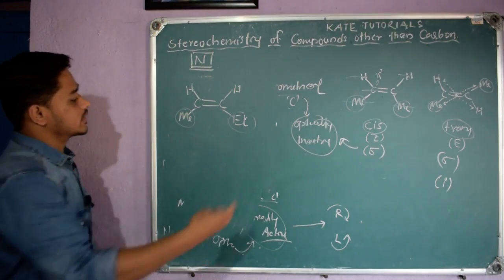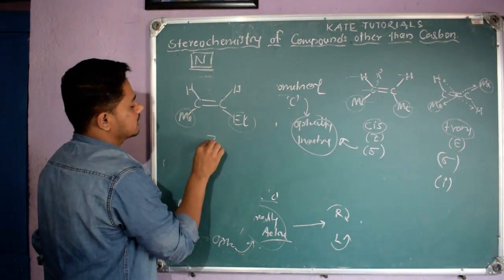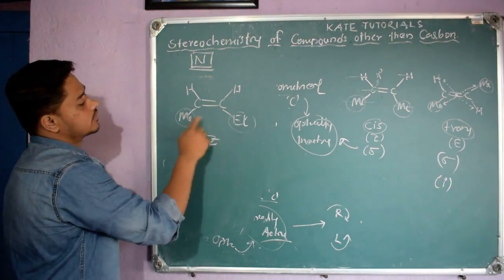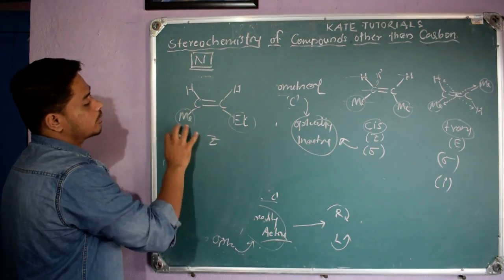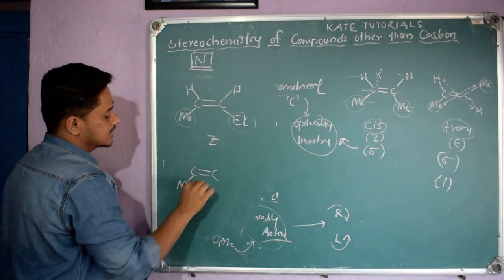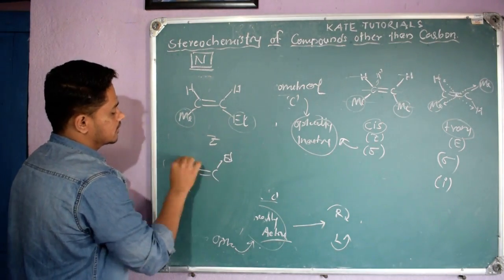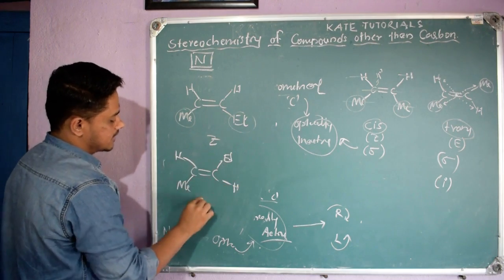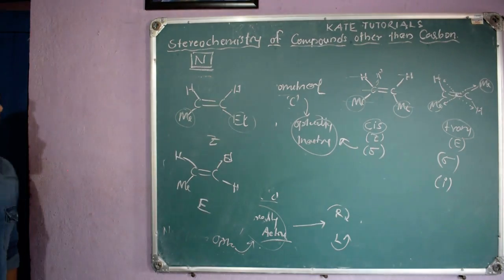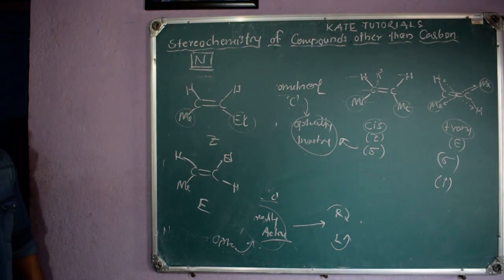So they came up with a nomenclature that is Z. If on the same side, it is Z. The two bulky groups may not be the same, but two bulky groups on the same side means Z, and two bulky groups on different sides is E. They came up with this E and Z nomenclature, right? So this is the thing.